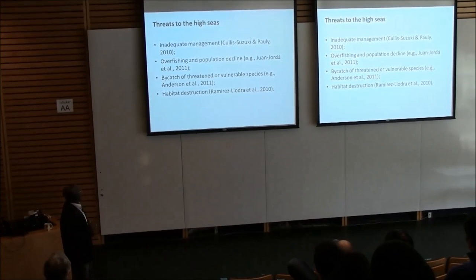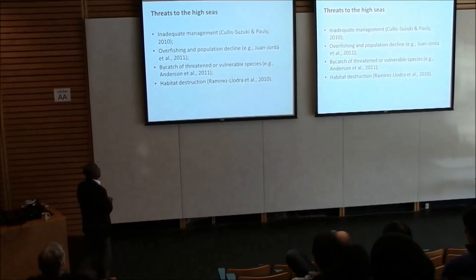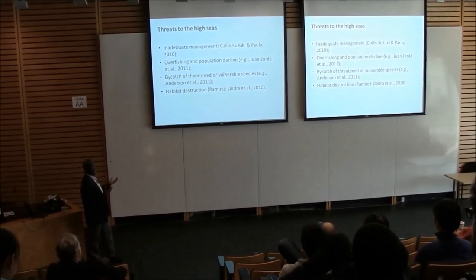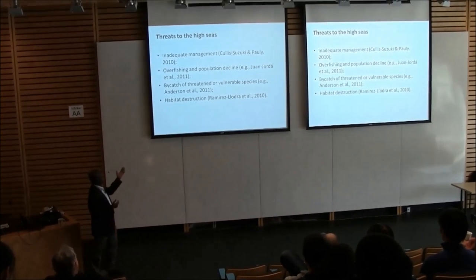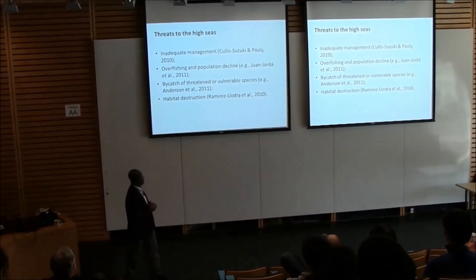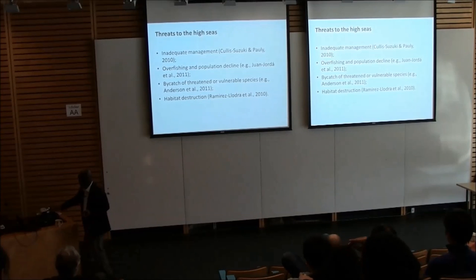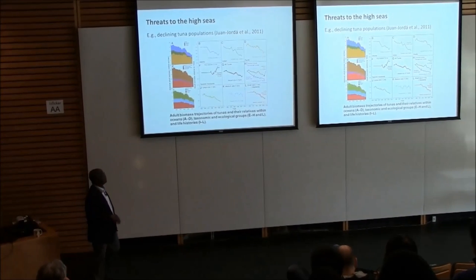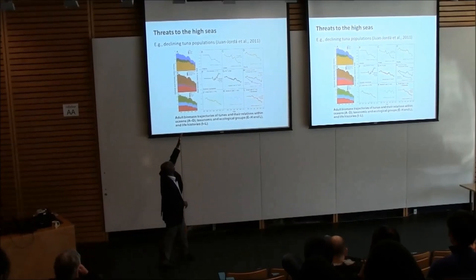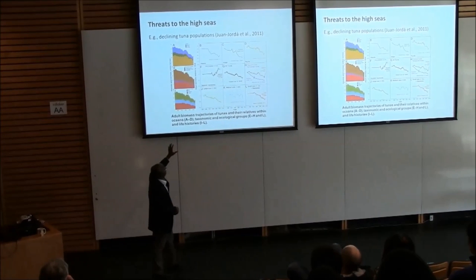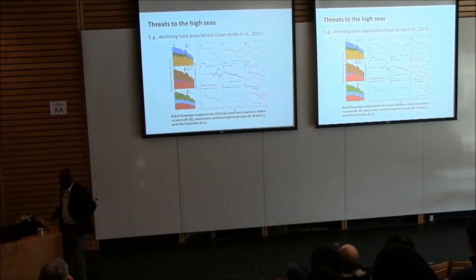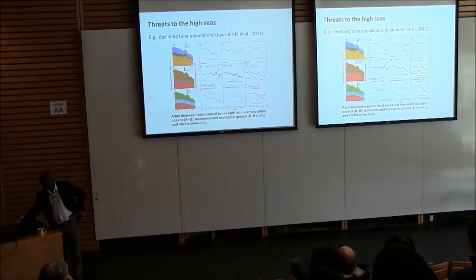So. Overfishing and population decline, people have shown that this is happening for at least some of the species out there. Bycatch problems, habitat destruction, bottom trawling, and so on. So these are issues that people have talked about. These are some graphs for you. Most of them are looking down, a few looking, one looking up, some a bit stable. But in general, that is the kind of picture you see for some of the species that we take out from the high seas.